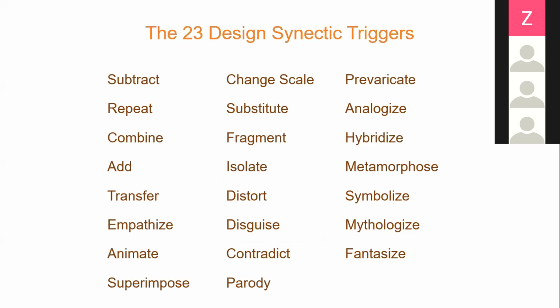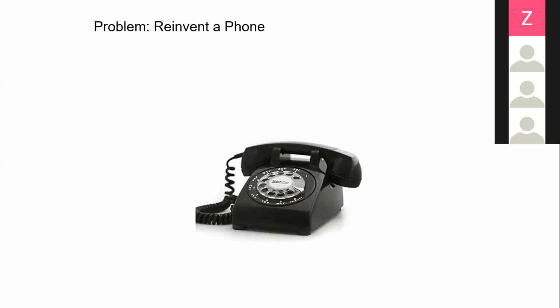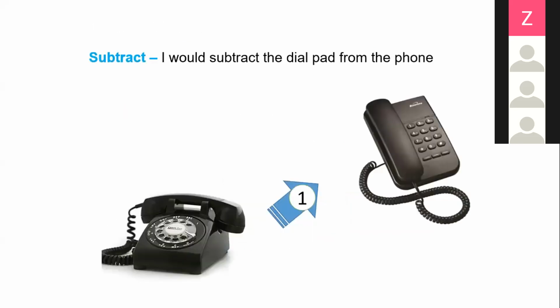Can I subtract something? Can I repeat something? So I pick one of these triggers and I say subtract. Okay, so I would subtract the dial pad from the phone, because the dial pad takes a lot of time to dial the number. I have to go round and round, and it's time taking. Plus, I am old, so my fingers hurt. Can I subtract it, and can I have another way of dialing the number? So I subtract it, but what do I replace it with? Okay, maybe something that I can punch, right? So this is one level of it.